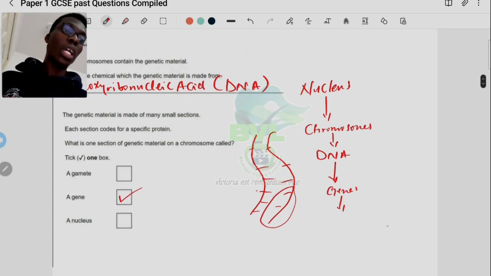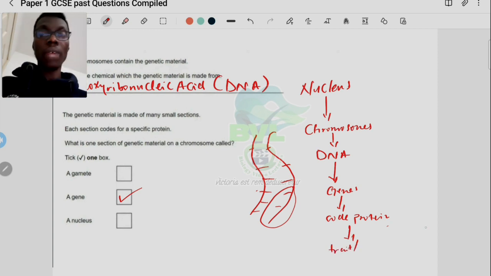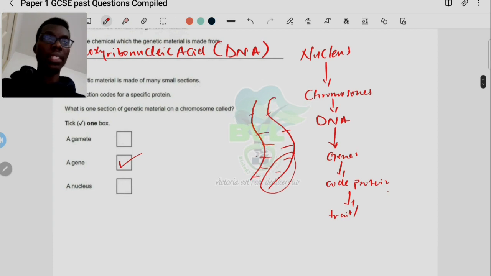What does the gene do? The gene is what helps us to code for protein. What's the essence of protein? Protein is responsible for our traits and characteristics as well. When I mean trait, I'm talking about everything, the shape of your eyes, your finger, your behavior. That's what trait means. All those features, whether inside or outside, or the things you can see, and all of that.